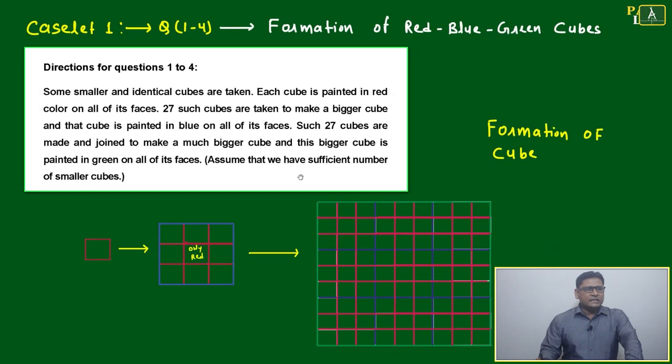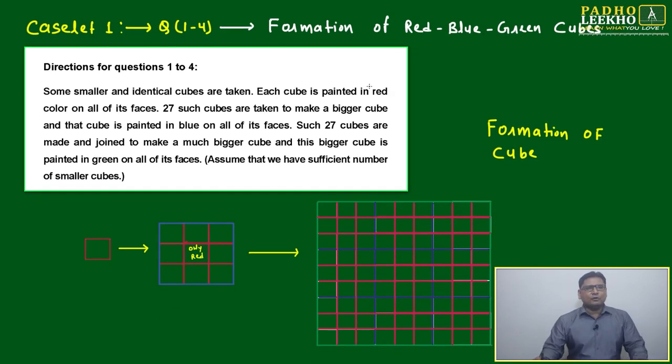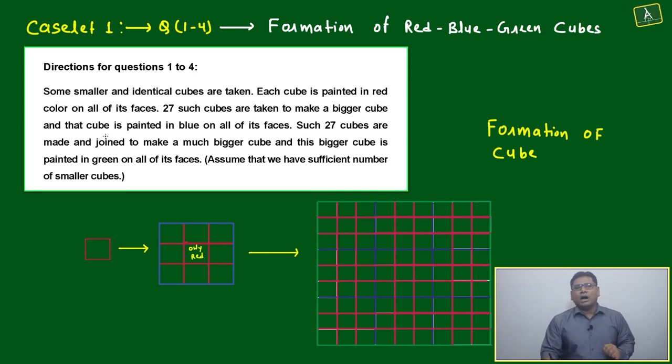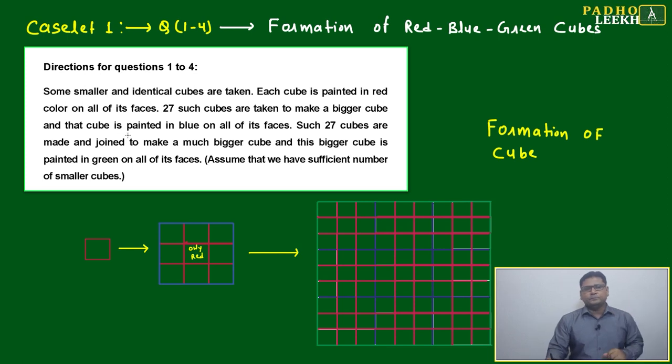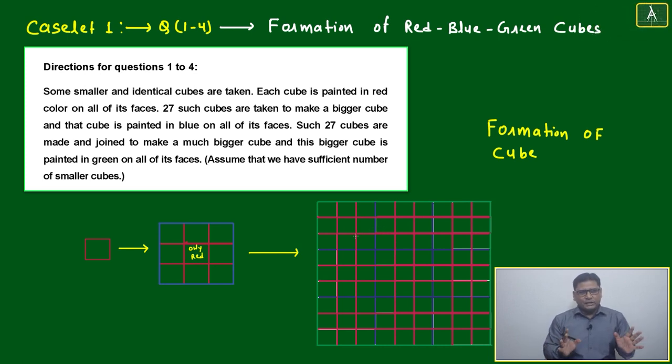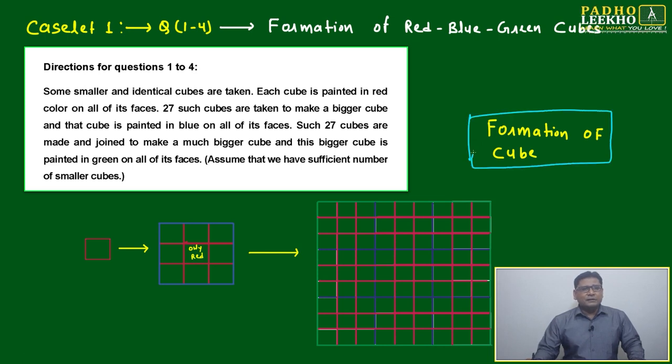To read case let 1: formation of red, blue, green cubes, which we'll try to read and figure out, and imagine how these cubes will look. I have not made the 3D figure here, otherwise the confusion would be further complicated. I just made a 2D figure for better understanding, because this case let is based on the formation of cube. Formation of cube means if you are doing the deformation, then it will be easy.